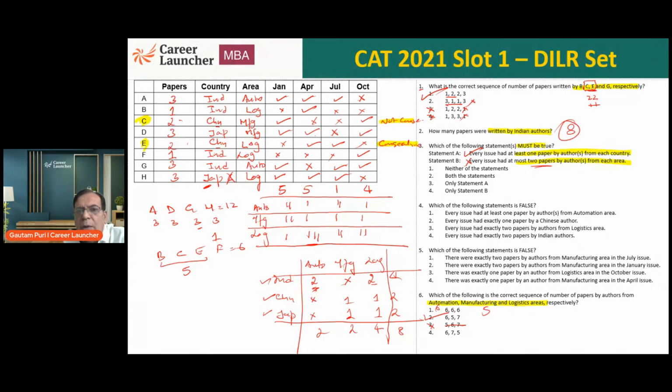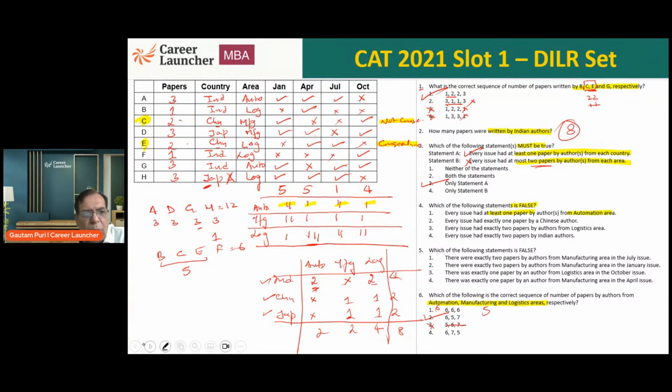So statement B is wrong. The correct answer is choice 3. Question number 4. Which of the following statements is false? Okay. Great. So let's check. Every issue has at least 1 paper by authors from automation area. Yes, absolutely right. Every issue has.